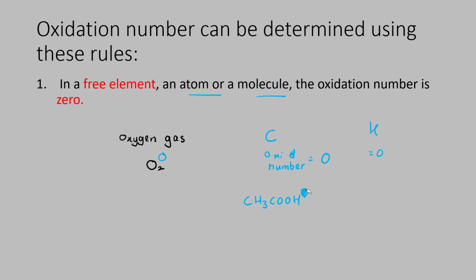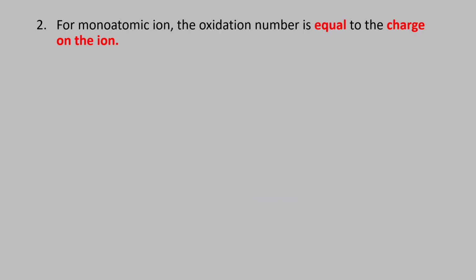Okay, the oxidation number of this whole is 0. Alright, so now let's look for the monoatomic ion. The oxidation number is equal to the charge of the ion. So apa maksud dia? Contohnya sulfate ion, SO4 2 minus. So oxidation number for the SO4 ion ni is -2.